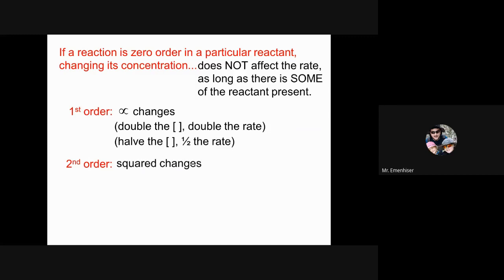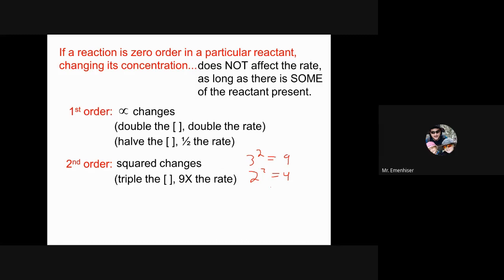Now, second order is an exponential or a squared change. That means if I triple the concentration, I take the 3 and I raise it to the 2 power. I square it, so it's a squared change. So if I triple the concentration, I get 9 times the rate. Or if I do 3 squared, we get 9. What if I doubled the concentration? I'd get 4. I'd get quadruple. Okay, by just that one reactant.